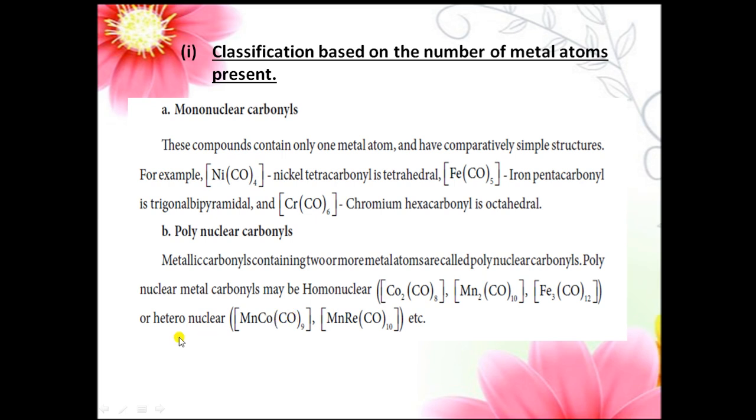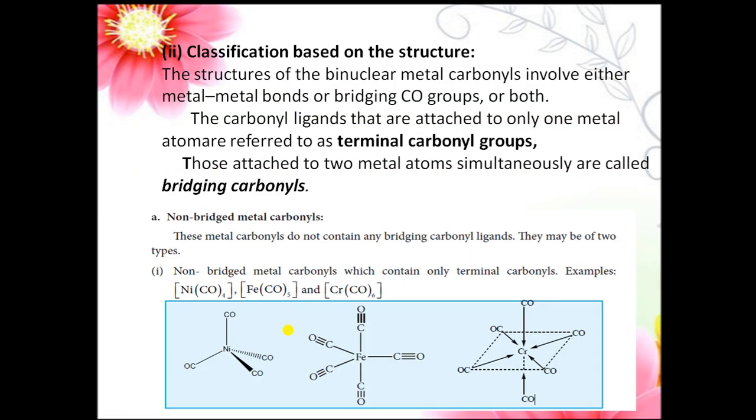In the heteronuclear, the two metals, in this example Mn and Co, are attached with the carbonyl group. In the second example, Mn and Re, the two metals are attached with the carbonyl group. So we call it heteronuclear. The next classification is classification based on the structure.